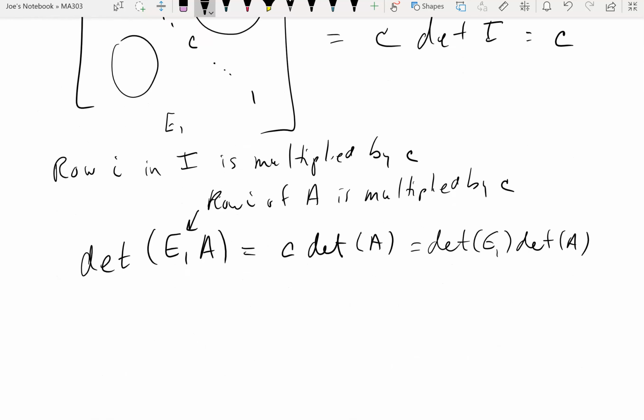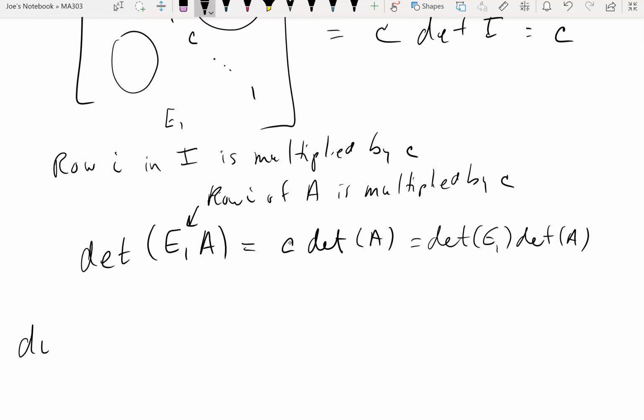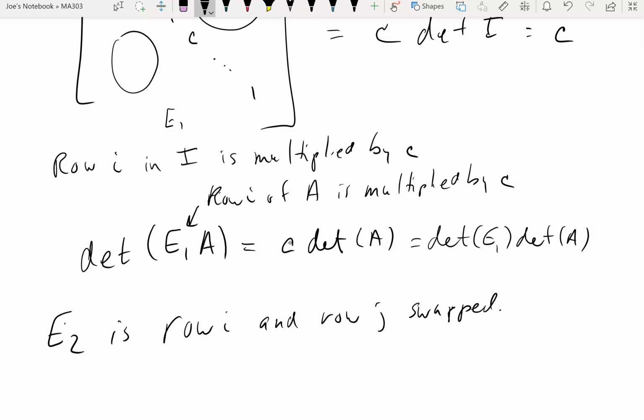If I do a row swap, instead of writing out what the matrix looks like, let's say E2 is row I and row J swapped. Then what's the determinant of E2 in that case? We talked about this last time. What happens to the determinant when you swap rows? It's negative. So it'll be -1, right?